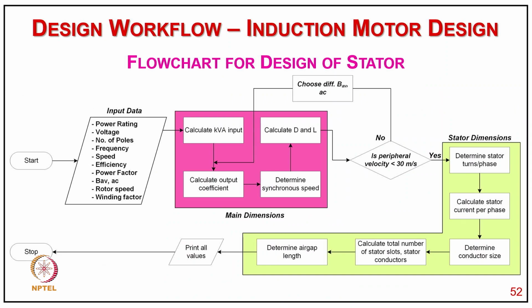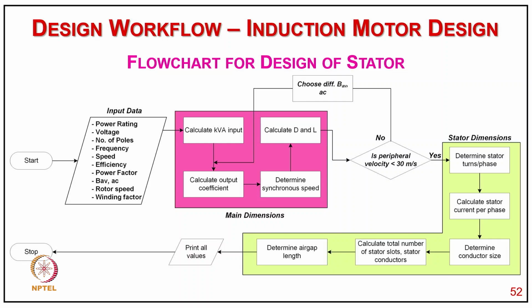So now, as an example, here is how the flow chart looks for design of the stator. We start with input data like power rating, voltage, number of poles, frequency, speed, efficiency, power factor, average specific magnetic loading B average, specific electric loading AC, rotor speed, and winding factors. So we calculate kVA input, and we calculate the kVA output coefficient, then determine the synchronous speed, followed by calculating D and L, and we check whether the peripheral speed is within the certain limit for which the machine is designed. If no, then we have to go again for an iterative procedure to select some of the parameters, especially the specified electric loading and magnetic loading.